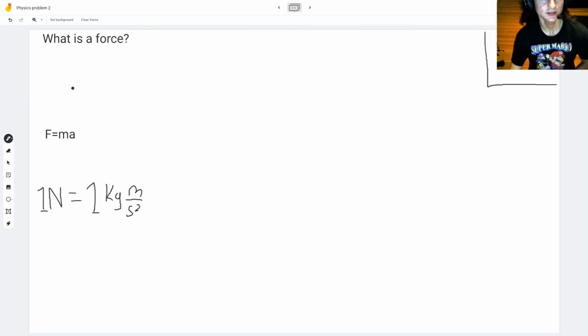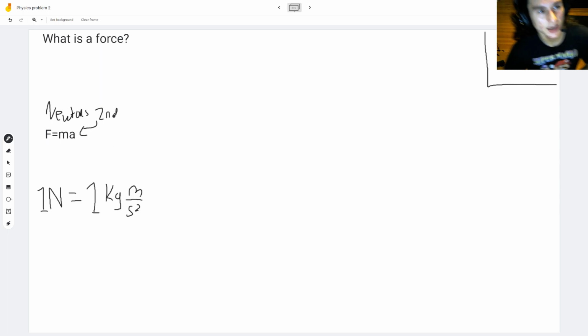So that leads us to, what is a force? Well, Newton's second law is F equals mass times acceleration. So that basically means that it's the mass times acceleration.